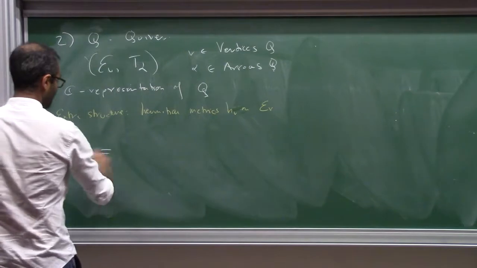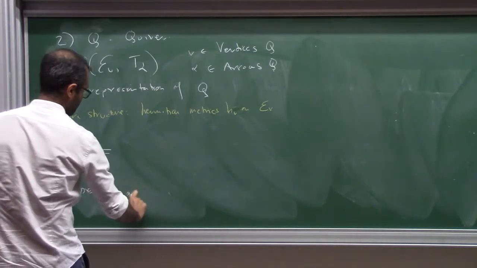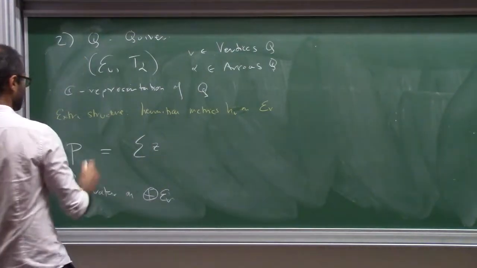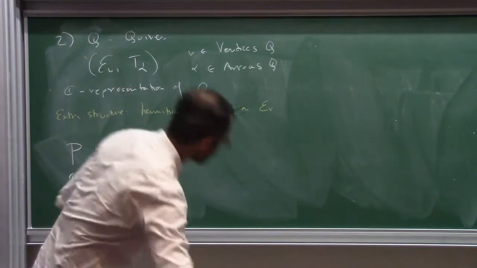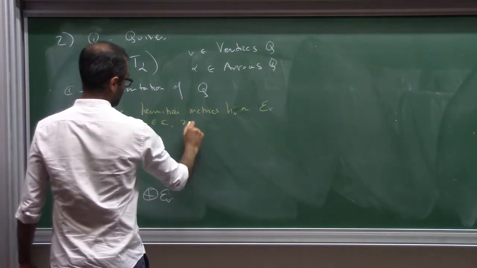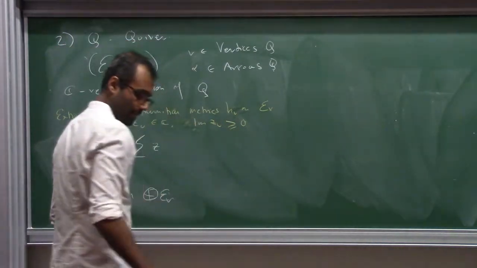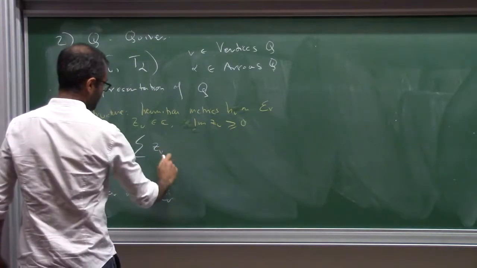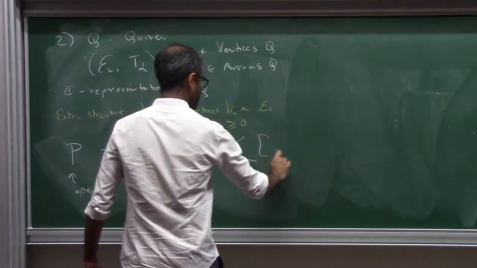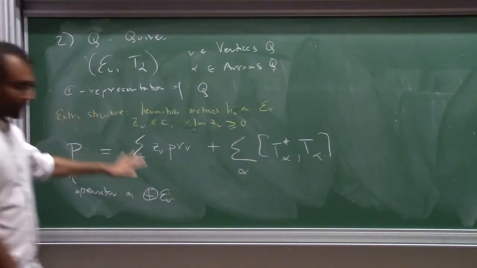So let's define an operator P, which is an operator on the direct sum of EV, and it's the sum of the Hermitian matrix on V, and I need to choose an additional piece of data, which is ZV in the upper half plane. And you can define this operator, summation ZV projection of V, sum over vertices and the sum over arrows of the commutator of T star alpha, T alpha. That's some operator.